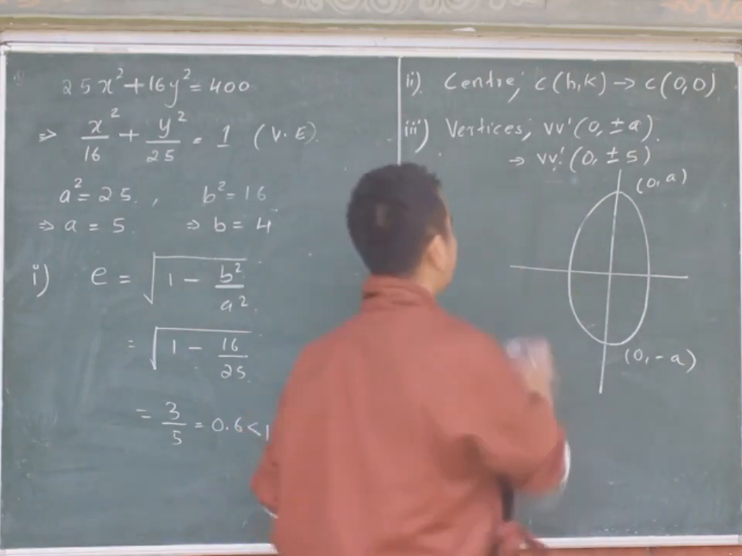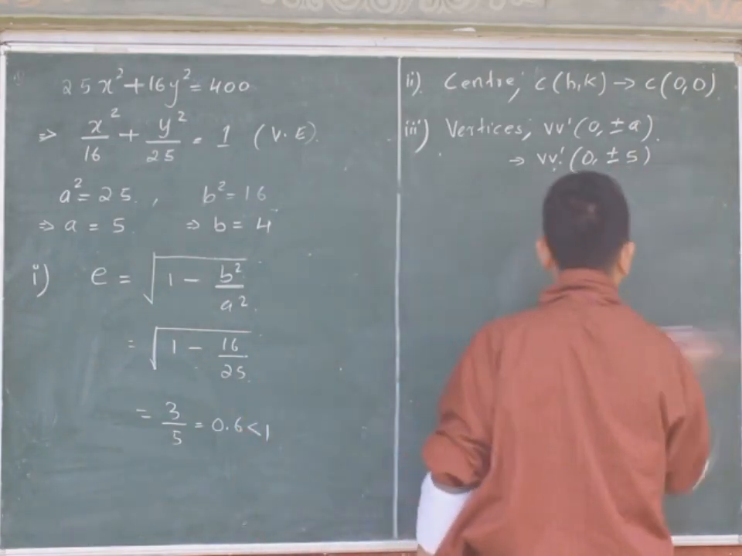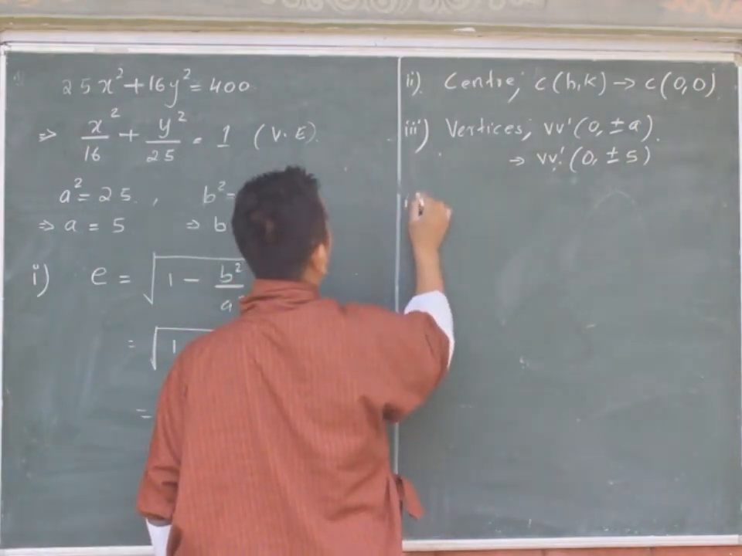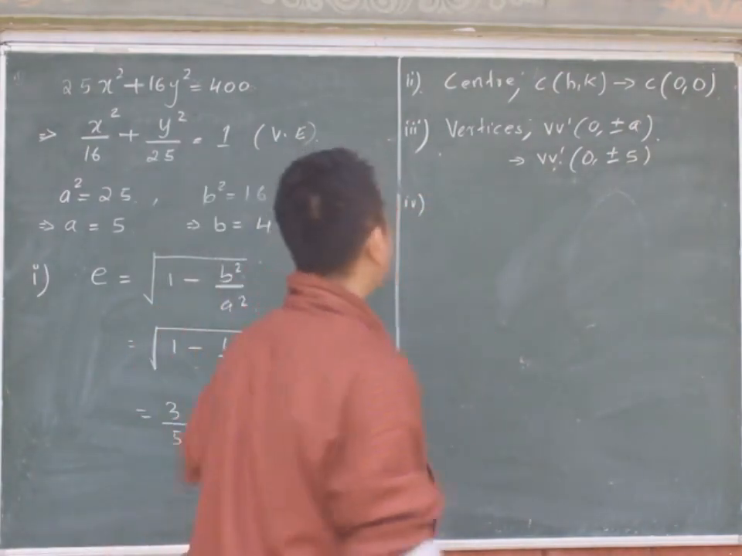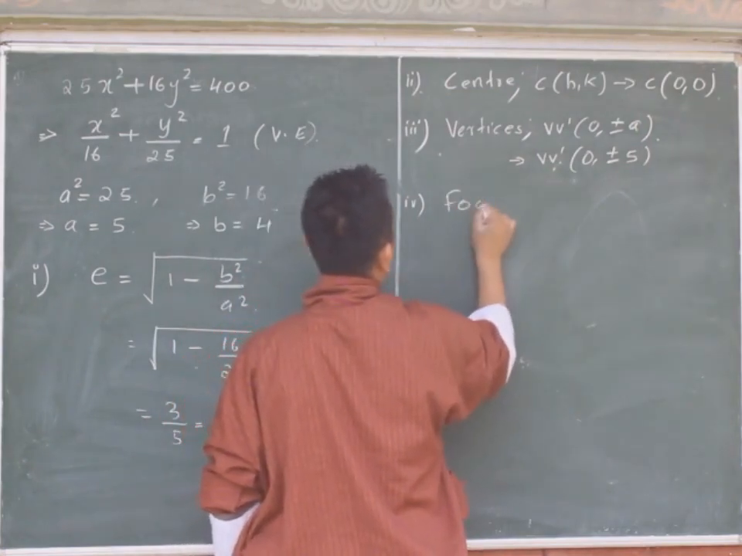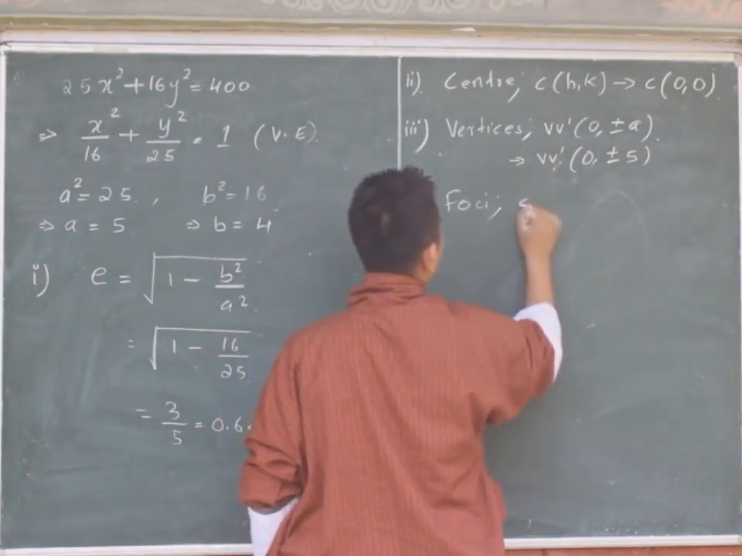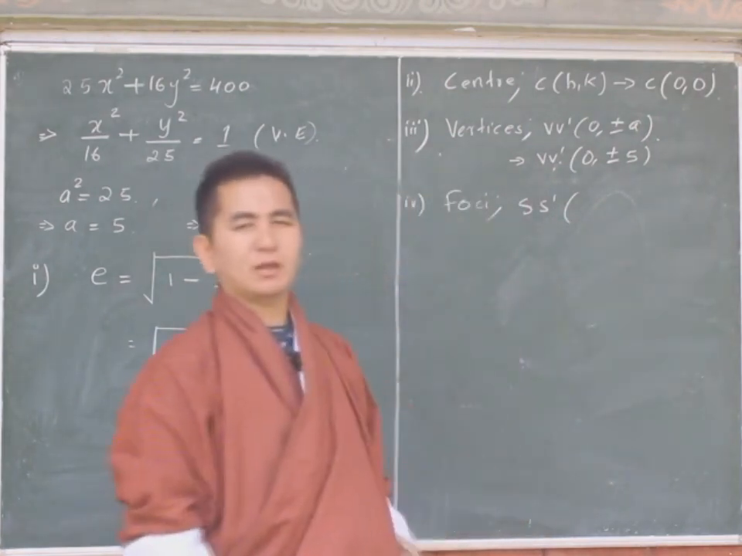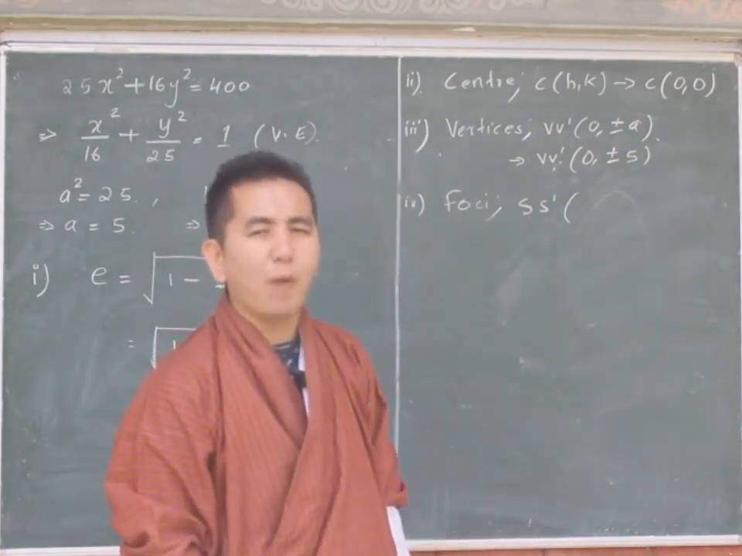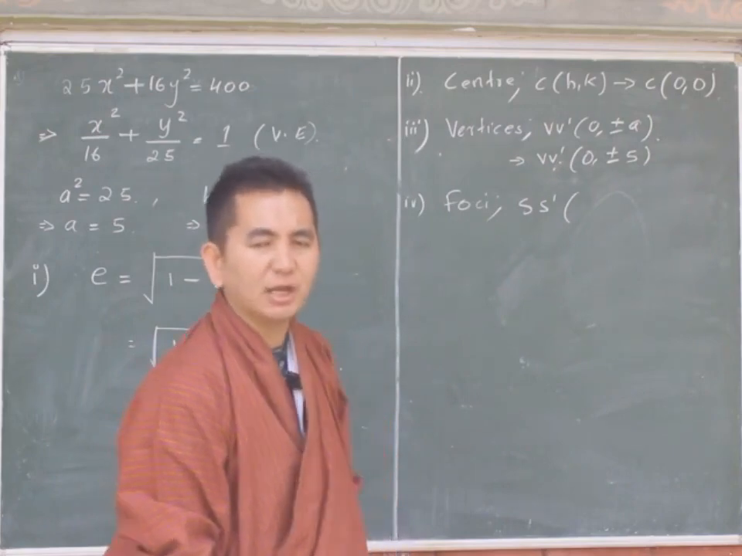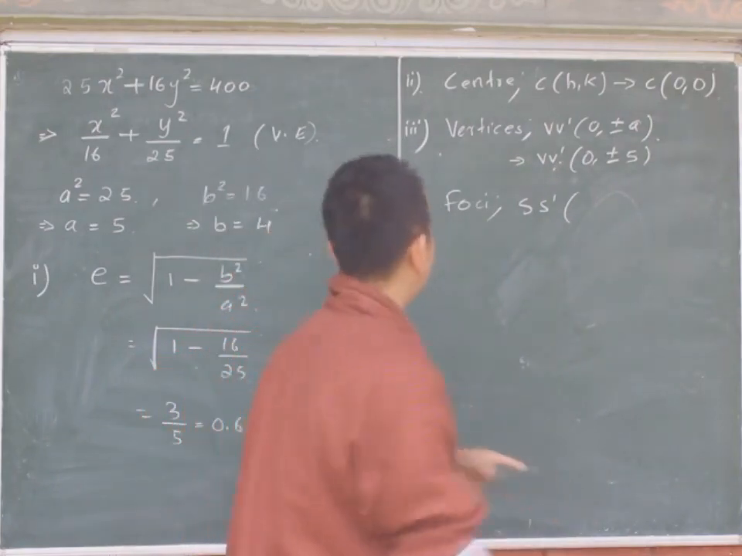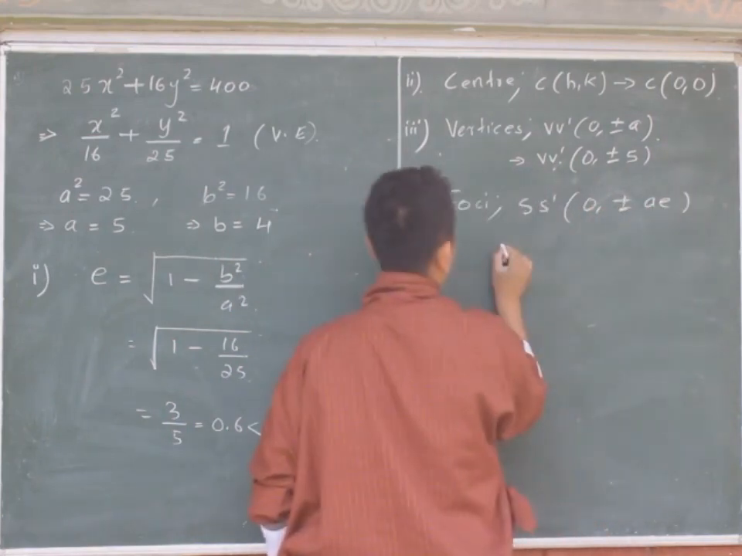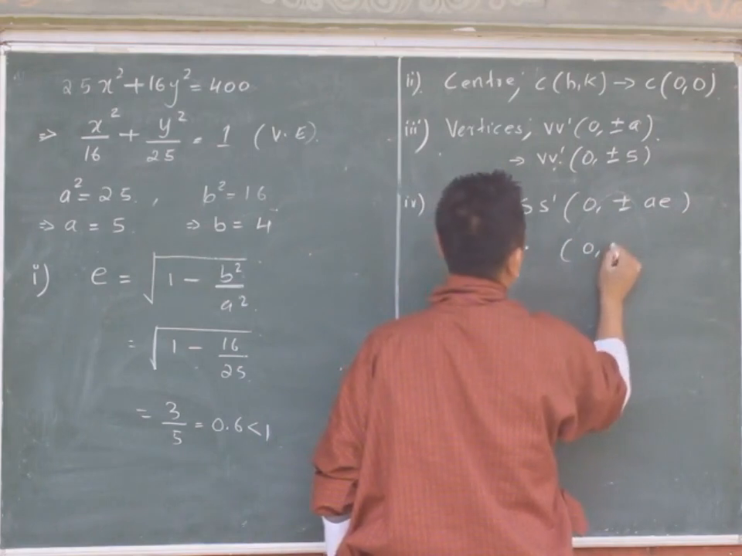I hope you can get the drawing now, since we already did the vertical ellipse. Number 3, what do we need? Number 4, coordinates of vertices. Next one is coordinates of foci. So foci S and S dash. This is a vertical ellipse. Focus lies on the y-axis. Is that correct? Focus lies on the y-axis. So that means this will be (0, plus or minus ae).